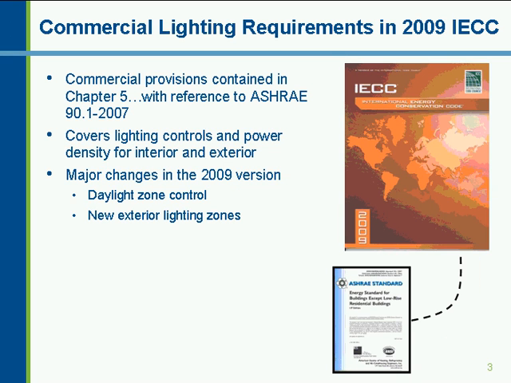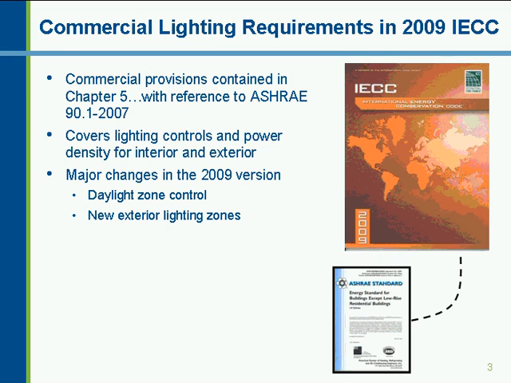I'd like to start with a bit of background, what this code is and where it comes from. It is the International Energy Conservation Code. It provides commercial and residential provisions, but we're going to be talking about the commercial lighting requirements today. These are contained in Chapter 5 of the IECC code, which also references as an alternate compliance path the ASHRAE 90.1/2007.